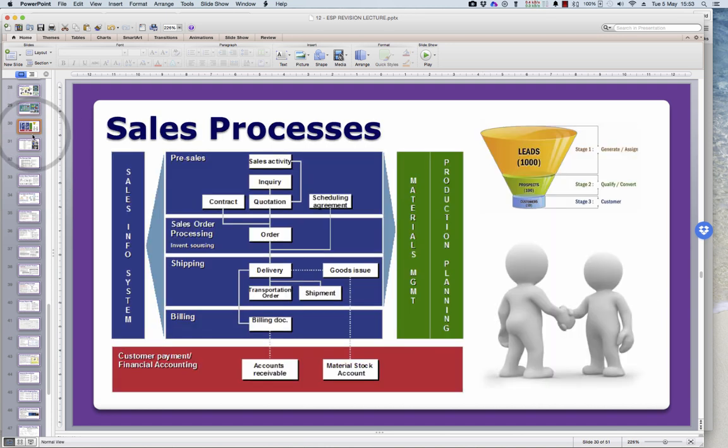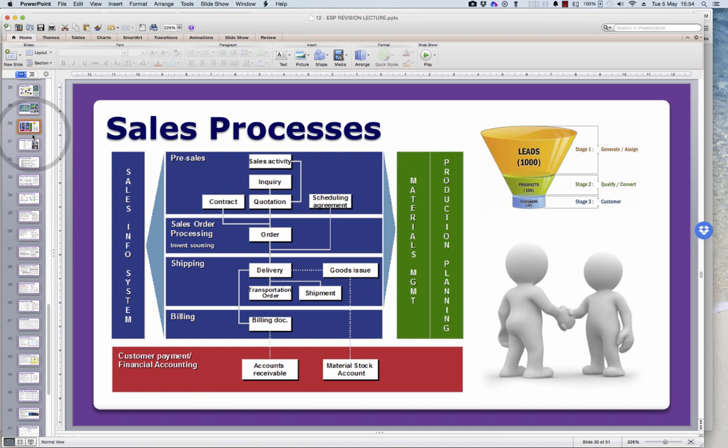Okay, so sales processes. We saw this in the lab. We have the sales activity. You have an inquiry. After the inquiry, you turn that into a quotation, and the system allows you to turn the inquiry into a quotation easily using templates. You then turn the quotation into an order. The order will involve a delivery, transportation, shipment, and billing documents follow after that. That will feed into accounts receivable in the accounts package or in financial accounting.